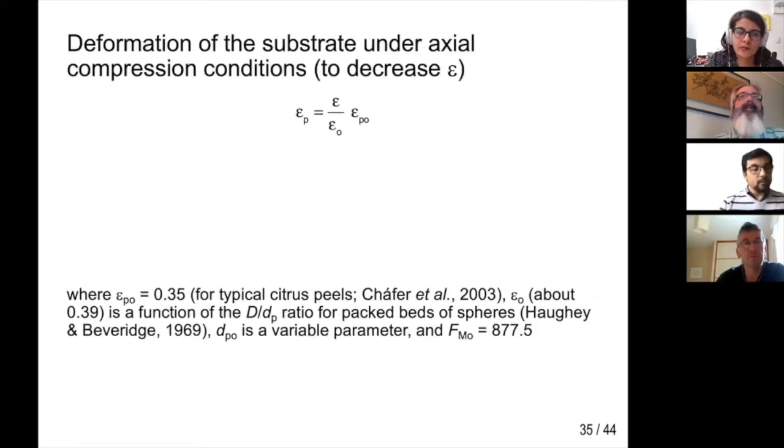To decrease the bed porosity to the levels required to increase the pressure drop sufficiently, we assumed that the packed bed was subjected to axial compression to increase the vessel load. The decrease in bed porosity from 0.35 to 0.2 by axial compression collapsed the structure and decreased the internal porosity of the particles below 0.35, a typical value for citrus peels.